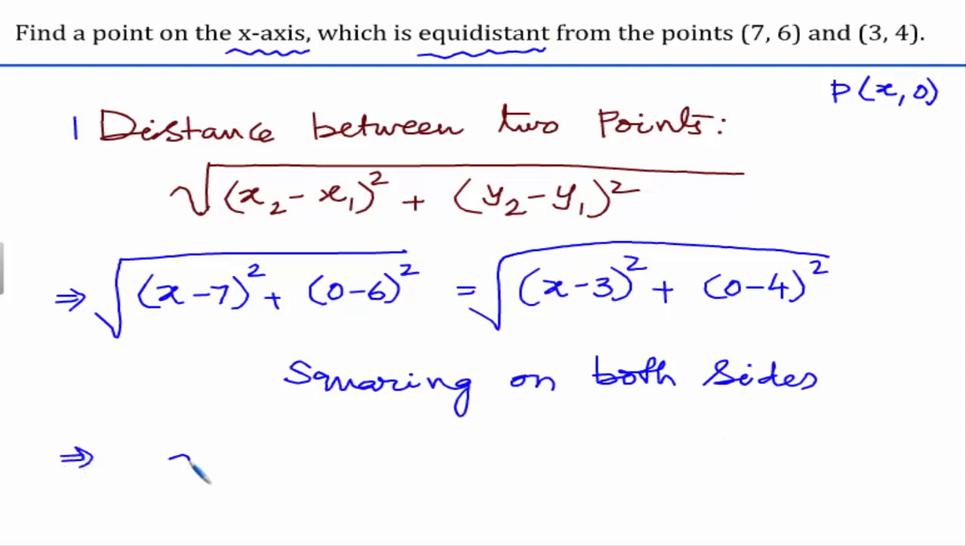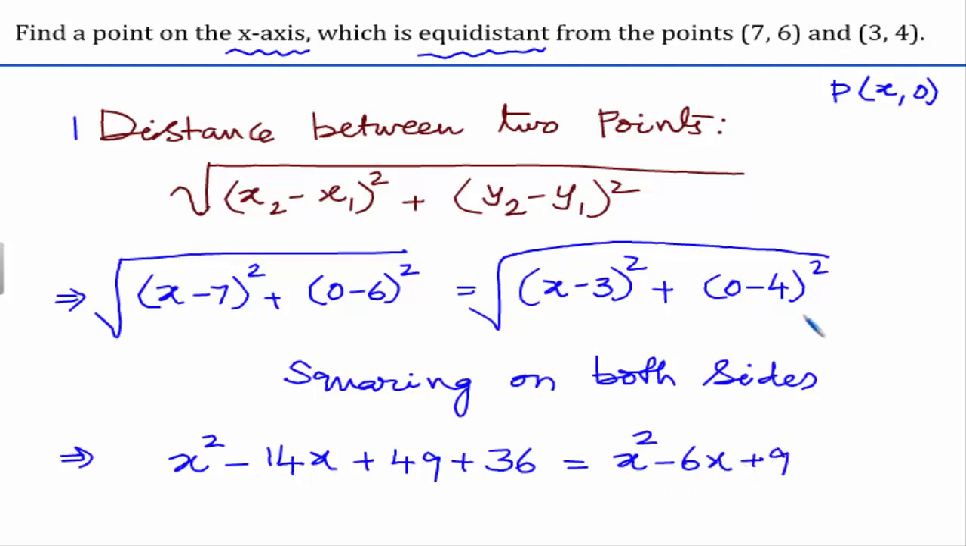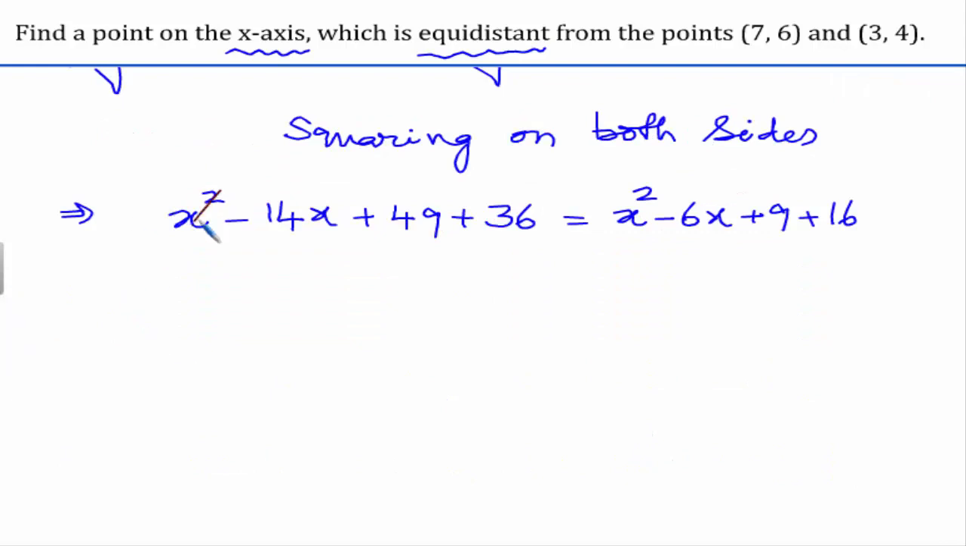We get here x square minus 14x plus 49, and this is 6 minus 6 whole square is 36. Here it is x square minus 6x plus 9, and here minus 4 whole square will be 16. So on both sides x square gets cancelled, and if we simplify this, minus 14x plus 85 will be equal to minus 6x plus 25.